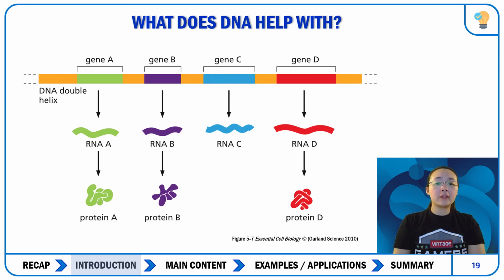So if we take a look at this picture, we can see a DNA double helix crudely broken down into 4 different genes. So different regions of our DNA contain different genes that code for different proteins or functions. So RNA A, coming from gene A, is going to code for protein A. Possibly gene C codes for RNA C, which doesn't produce anything. And so on and so forth. Different proteins can be produced due to different genes in our DNA double helix.